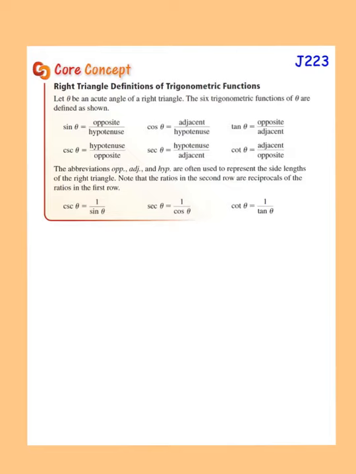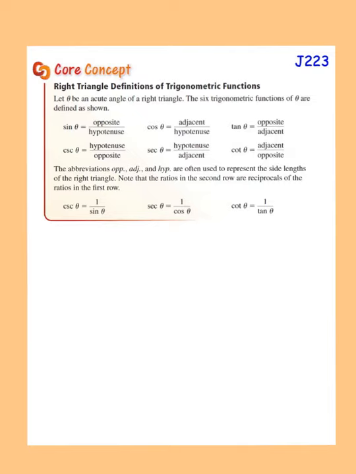These first 3 trigonometric functions you already have reviewed in the review lesson, in the previous lesson we did. Now the new ones are cosecant theta, which is the hypotenuse divided by the opposite side. Secant theta is the hypotenuse divided by the adjacent side, and cotangent theta is the adjacent side divided by the opposite side. I am sure that you have noticed that the second set of 3 that I just read are reciprocals of the first set of 3.